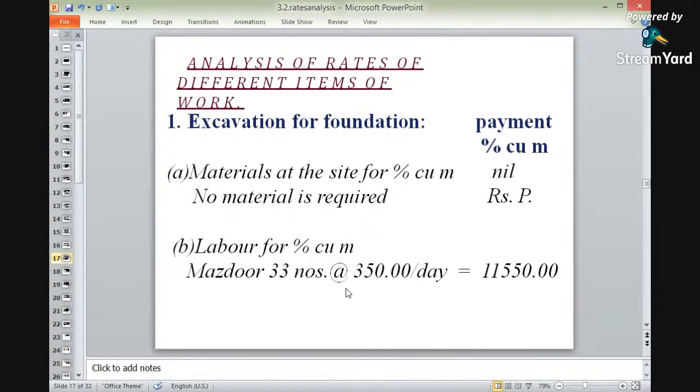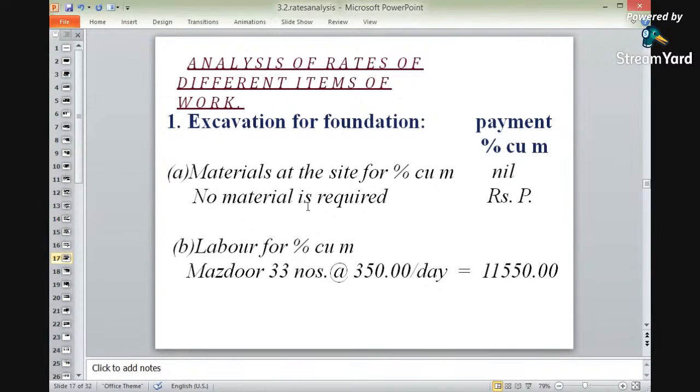Therefore, labors are required for the per cubic meter. How many labors will be required? 33 numbers. Multiplied with the rate of one mazdur, it comes to be 11550. Here we are finding out the earthwork in excavation for foundations. The material will not be required, therefore this material column has been taken as nil. But labors will be required, because in rate analysis we have to calculate material as well as labors.